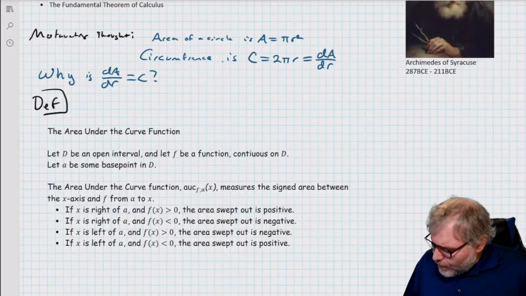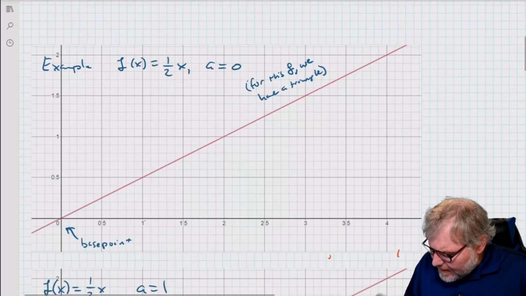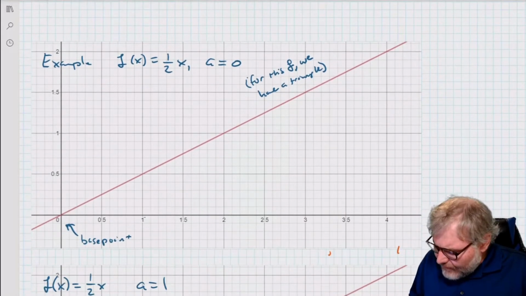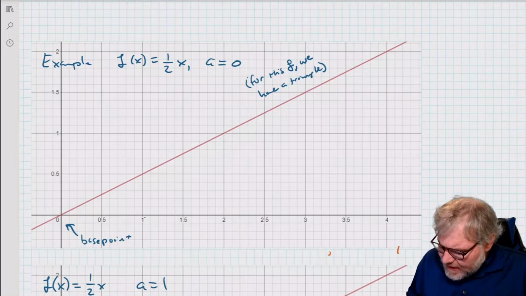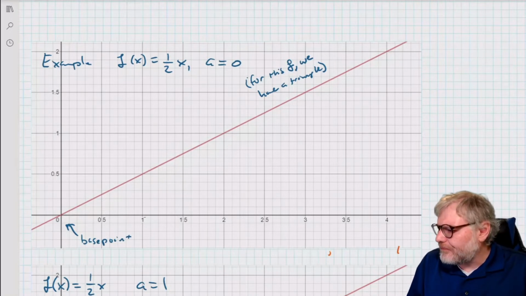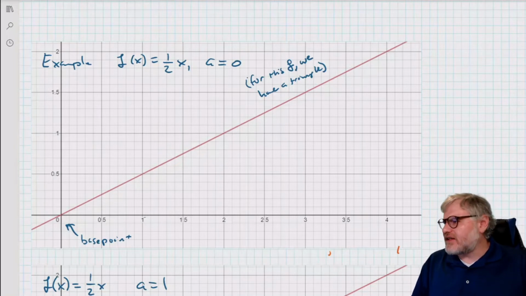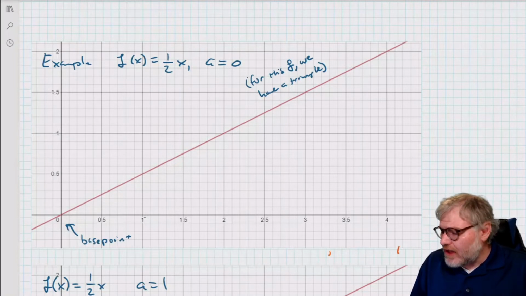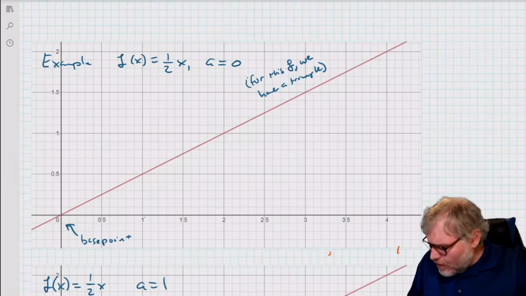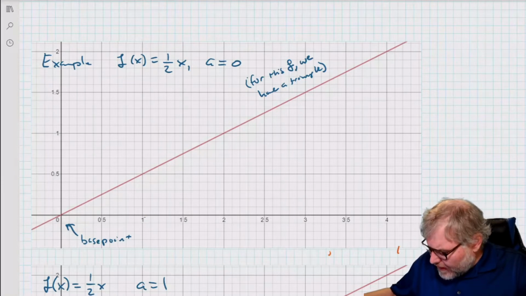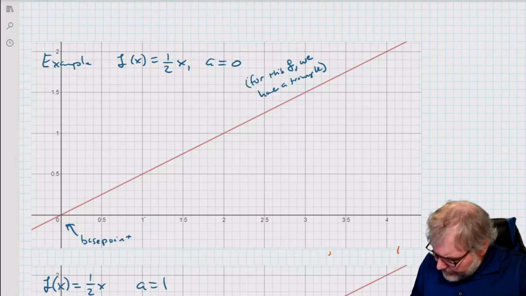Okay? So let's talk about this. Here's f of x equals 1/2 x, and my base point is going to be 0. Now, I want to compute the area under the curve if I go to something in particular. This is easier. This is a triangle, and I chose a triangle for a reason so that you could actually figure it out. So let's figure out what the area under the curve is if I go to 1.